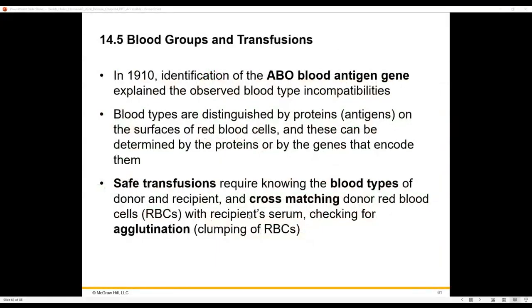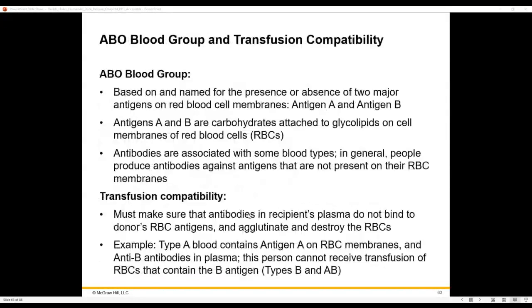Let's talk about blood groups and transfusions. In 1910, identification of the ABO blood antigen gene explained the observed blood type incompatibilities. Blood types are distinguished by proteins, called antigens, on the surface of the red blood cells, and these can be determined by the proteins or by the genes that encode them. Safe transfusions require knowing the blood types of the donor and recipient and cross-matching donor red blood cells with the recipient's serum and checking for agglutination or clumping.